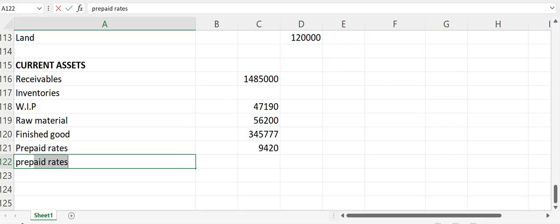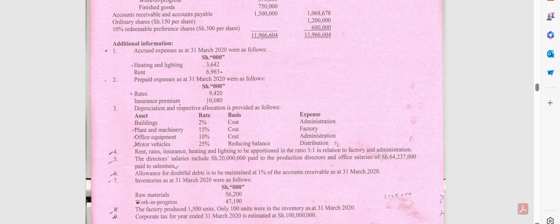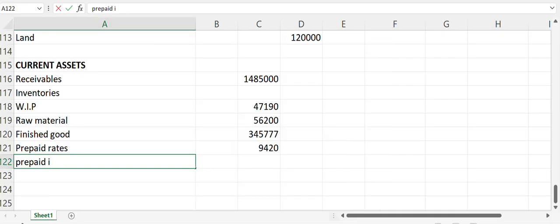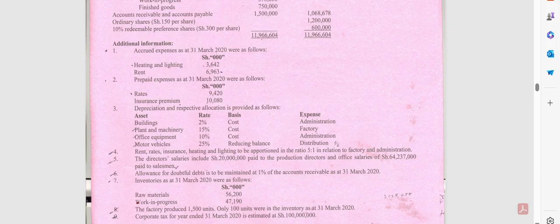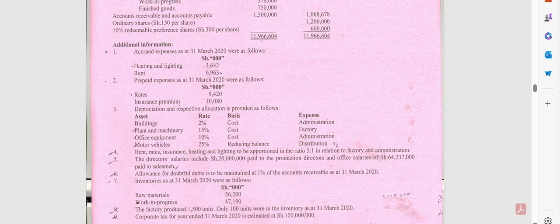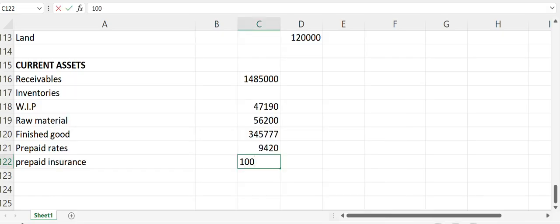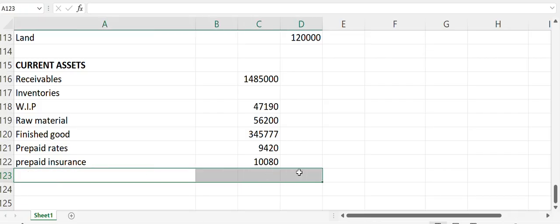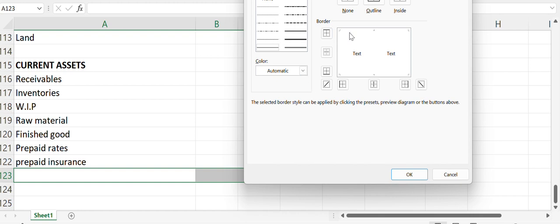Then we also have prepaid insurance. So the figure for prepaid insurance is 10,080. Why are we recording this one? Because you paid them in advance and the accounting period has not yet arrived, so it's like an asset. So I hope I have not left anything else out.